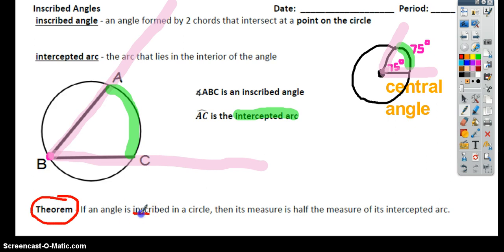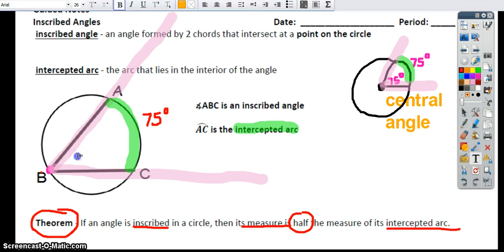But if you have an inscribed angle, then the measure of it is half the measure of the intercepted arc. So what that means is this purple pinkish angle, its measure is half the measure of this arc, the green arc. So let's just go ahead and make it the same size. It doesn't look 75, but let's say it's 75. If this is 75, and I just made life harder on myself, didn't I?